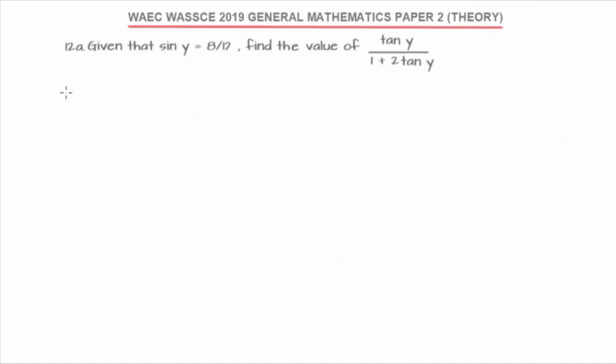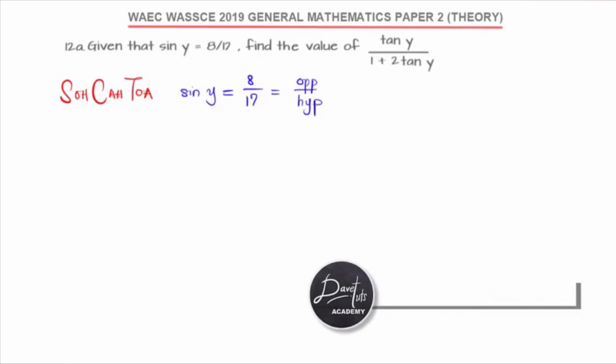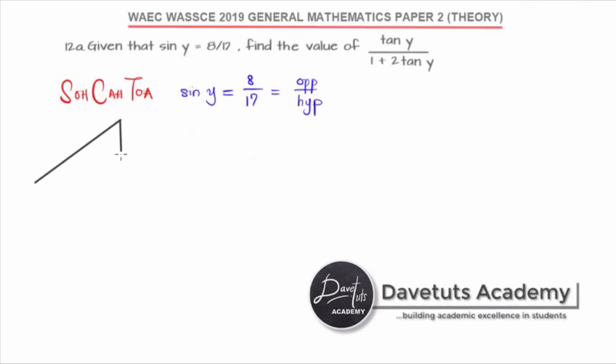Given that sin y is 8 over 17, we are to find the value of tan y over 1 plus 2 tan y. Now, we are seeing sine and we are seeing tan, so this is a classical example of SOHCAHTOA. Because we know that sin y, given as 8 over 17, is opposite over hypotenuse. So if we draw the right angle triangle, that's where we are using this trigonometric identity.